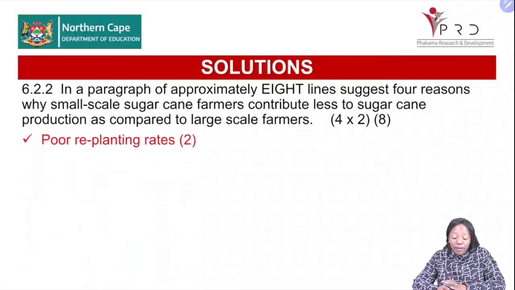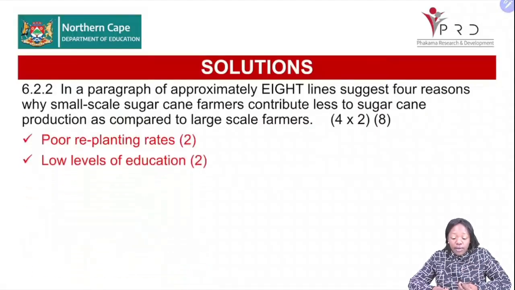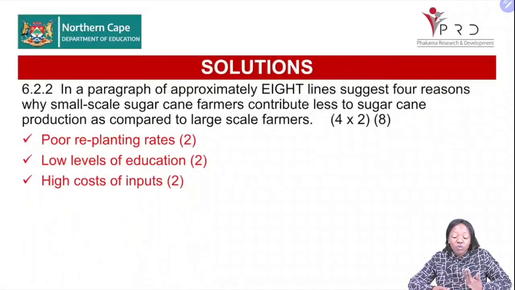So number 1, the poor replanting rates. Remember we said these people who are not trained and they are hired there, if they are doing it incorrectly, it will also affect the next yield. Then we're looking at the low levels of education. Again, no one is training them. They are just doing based on their knowledge. So they have low levels of education or training in terms of the sugarcane.